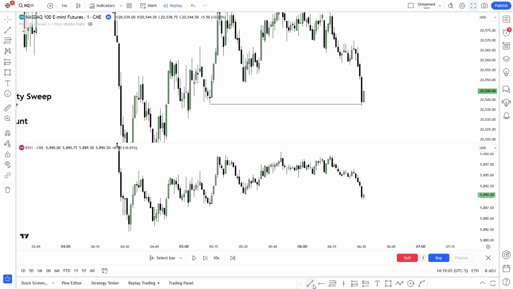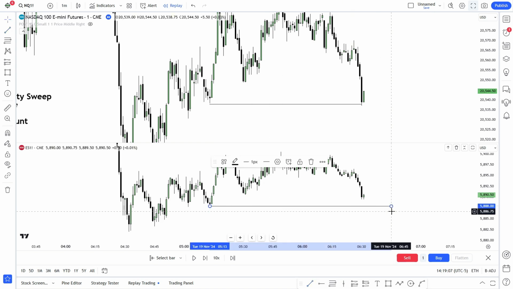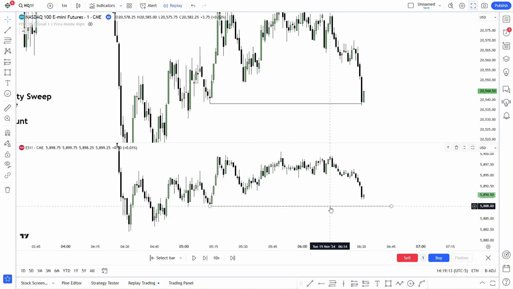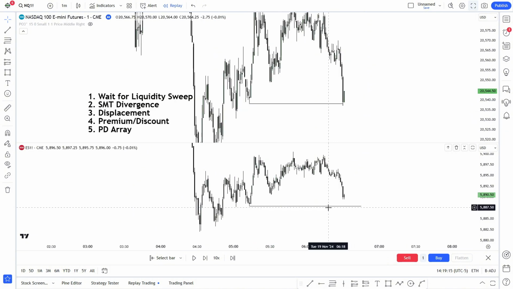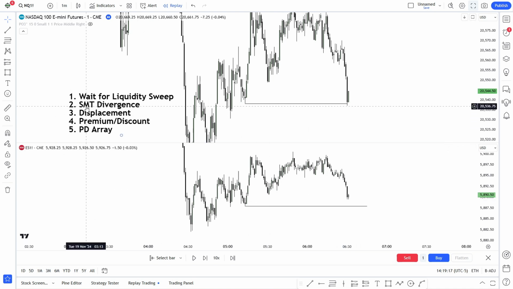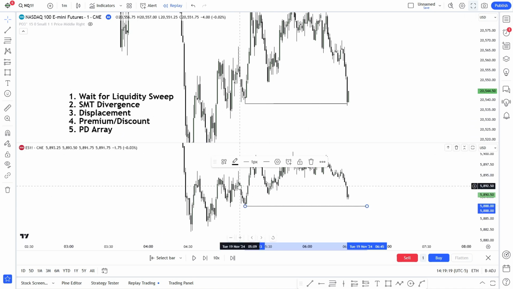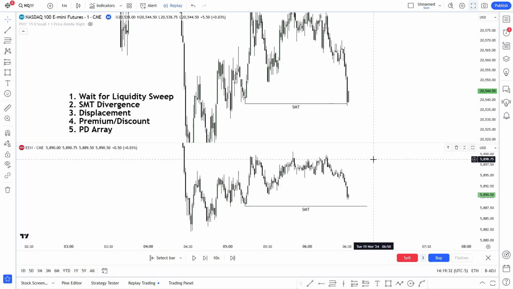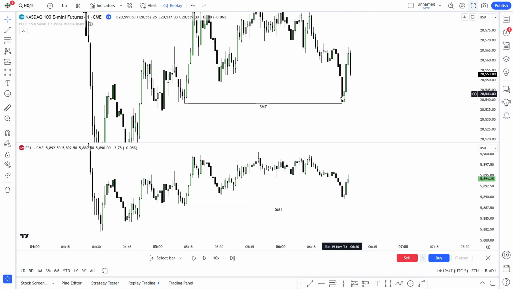Now let's compare this exact same low with ES. Okay, so we have this obviously taken here on NQ, but we have not taken it on ES. So this has also qualified for an SMT divergence. So we can label this as SMT. Now that we have an SMT, we're going to wait for some displacement. Okay, we get displacement here on NQ.